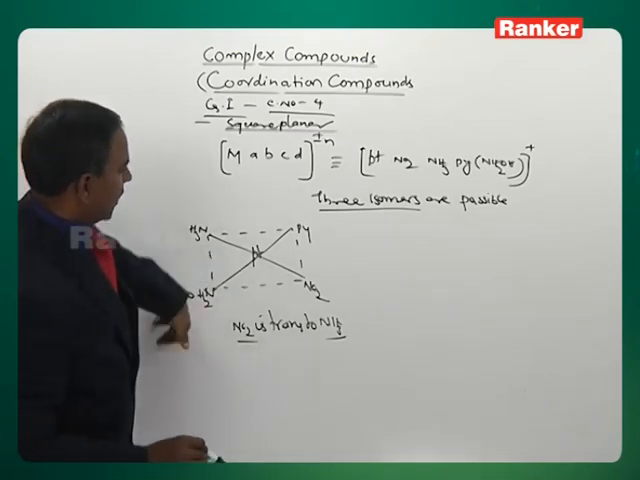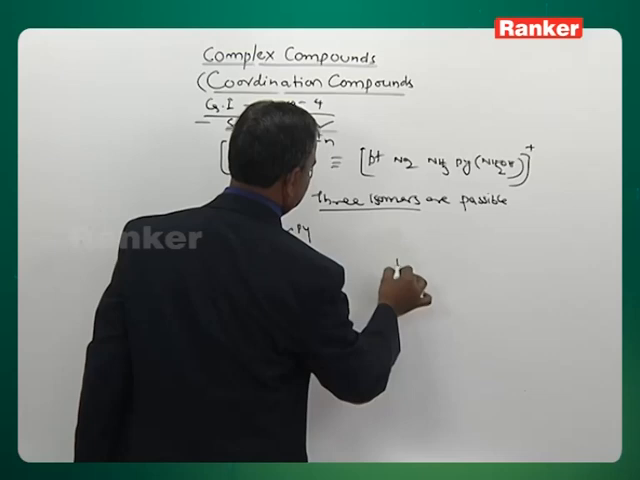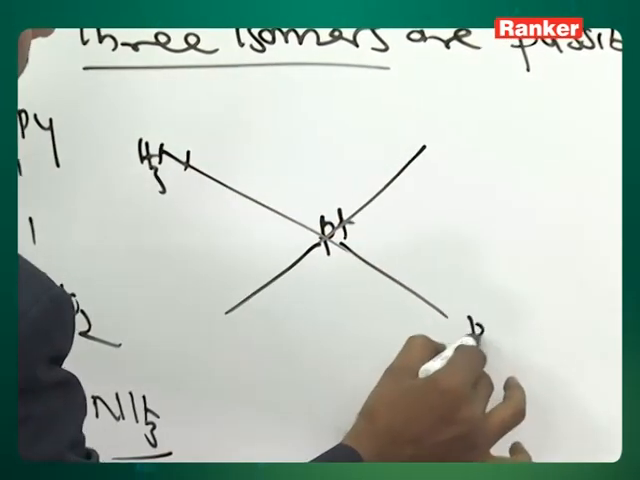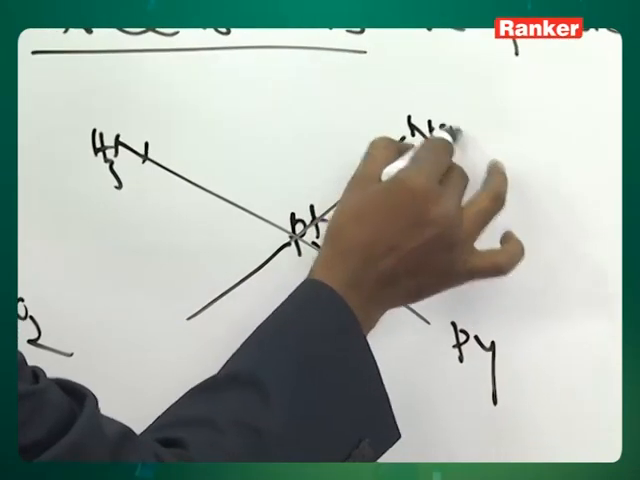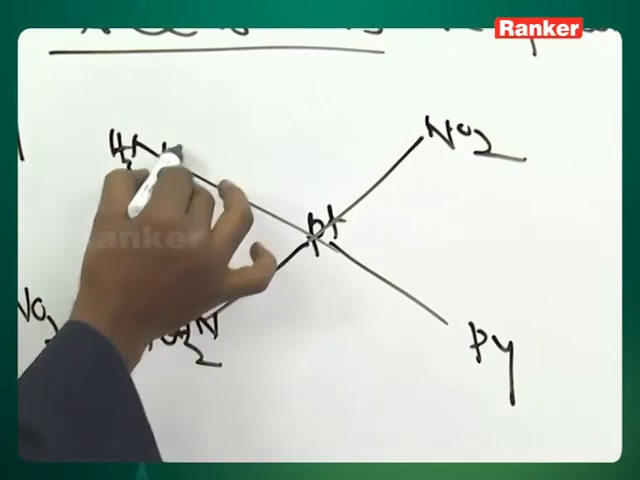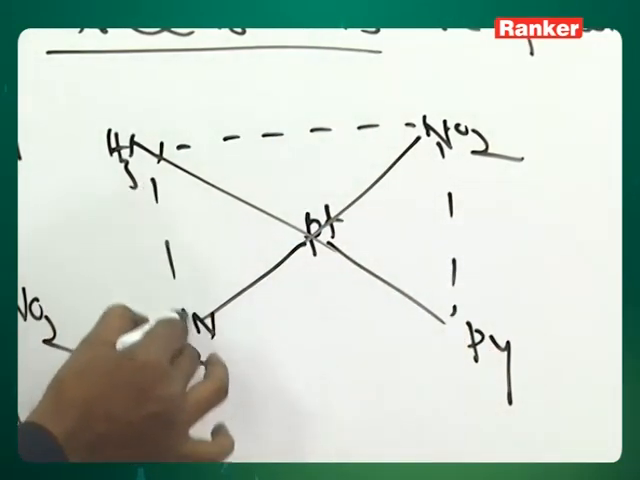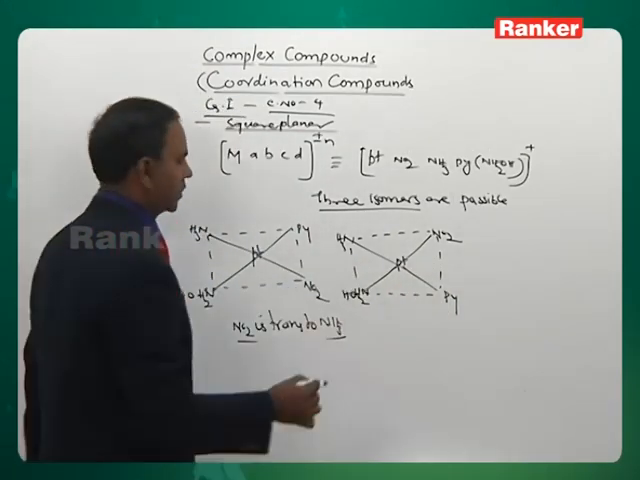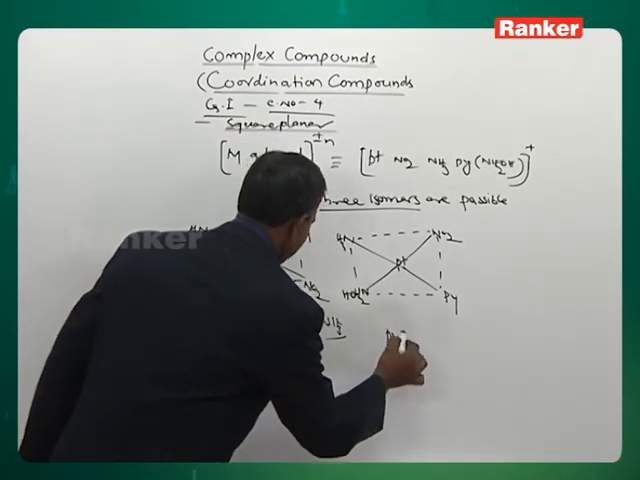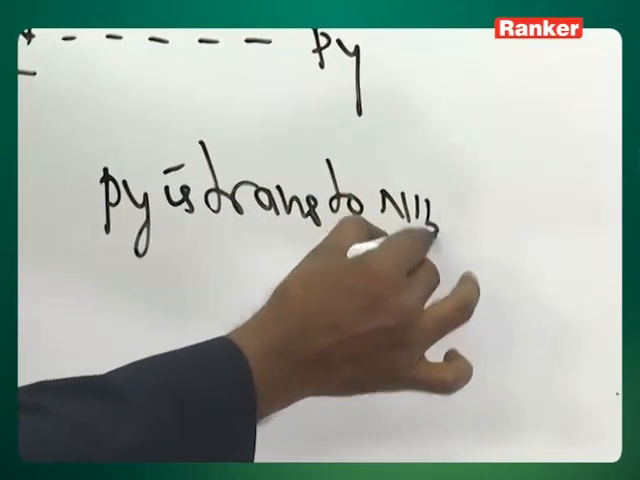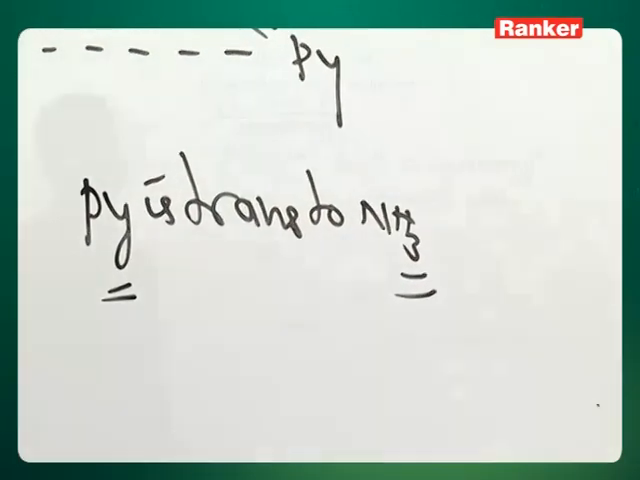Next, we change the ligands again. Second one I am writing, observe this. Again NH3, I write Py, then NO2, then NH2OH. What do you say about this one? Py is trans to NH3.